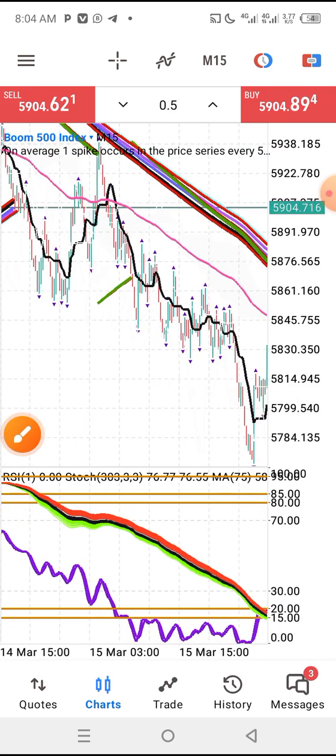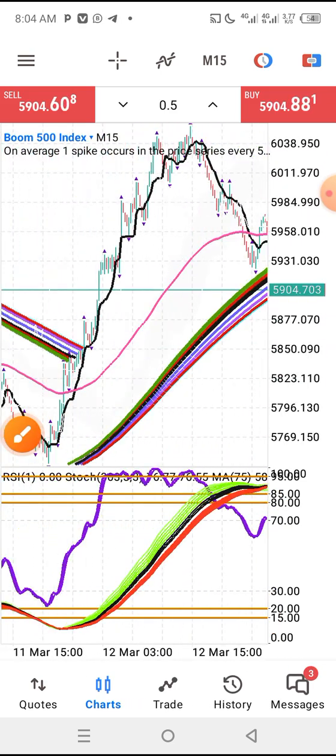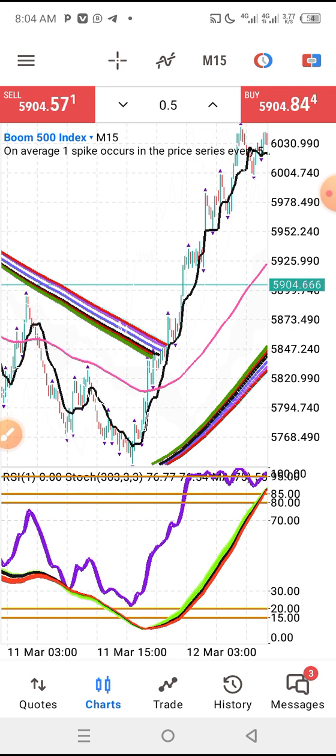All right, let's take another scenario. This thing I'm telling you is very dangerous and very powerful for every index, Boom and Crash, volatilities, more especially currency pairs.